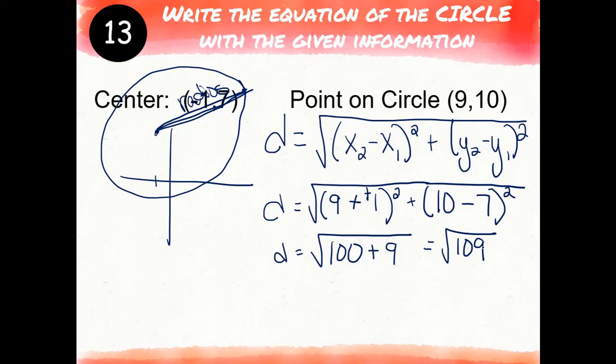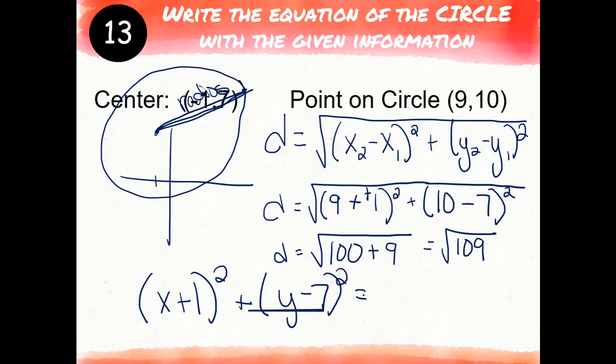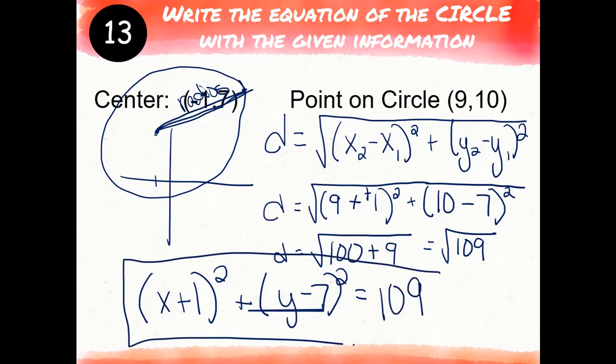Let me check with my calculator here quick. Yeah, I'm getting nothing. So we're going to say that's the radius. So in that case, when I start writing my equation here, x plus 1 squared, because remember it's my center, plus y minus 7 squared. And it's the square of the square root of 109, which would just be 109, right? So I'd call that my final answer for this problem.